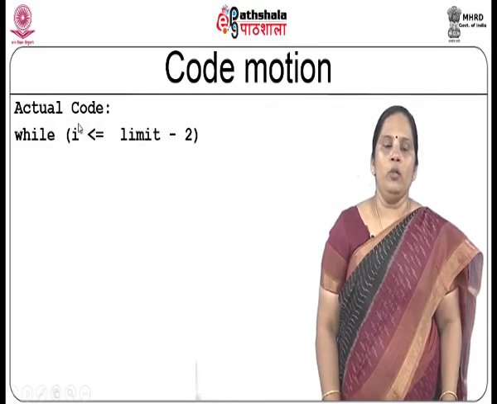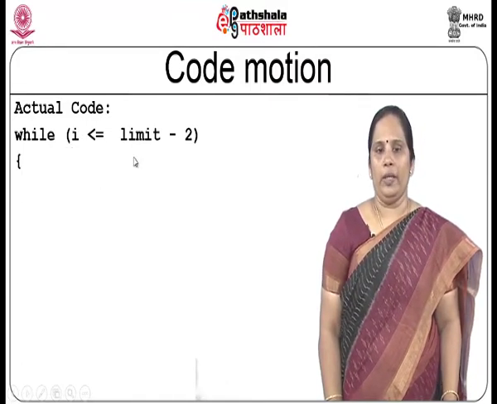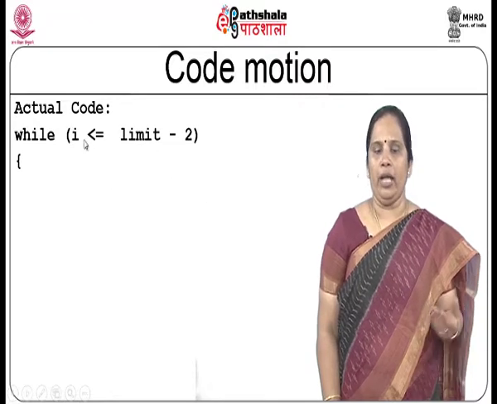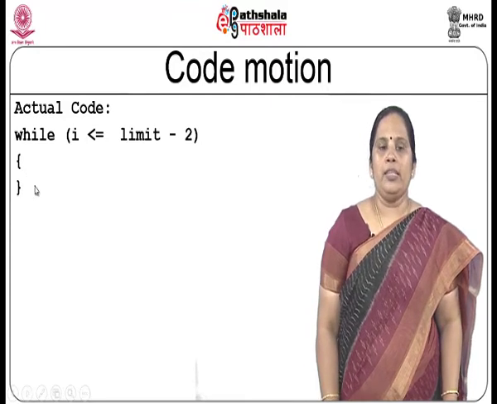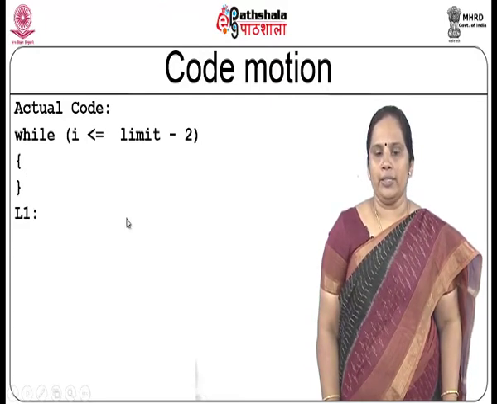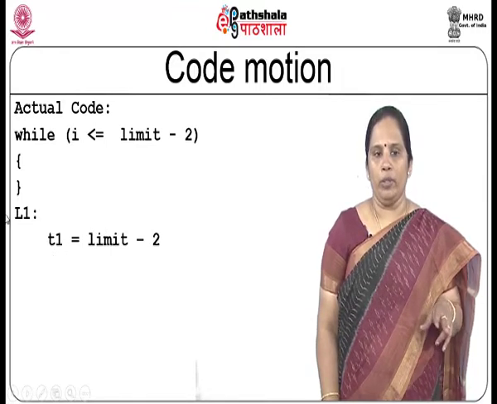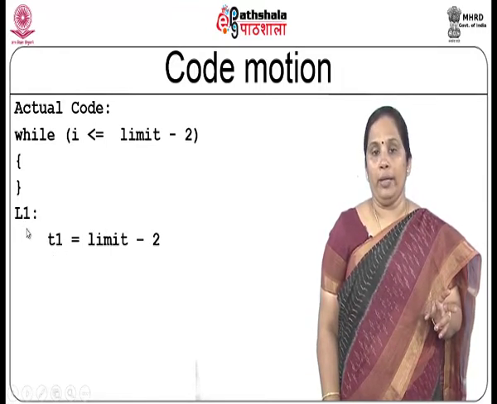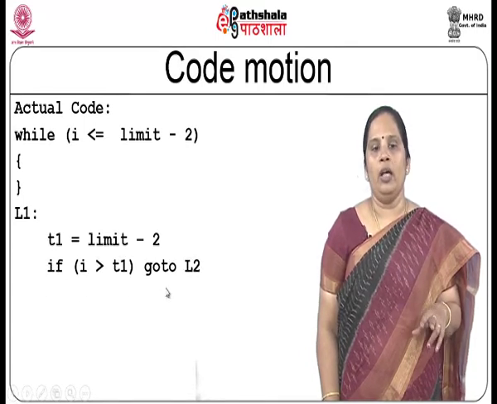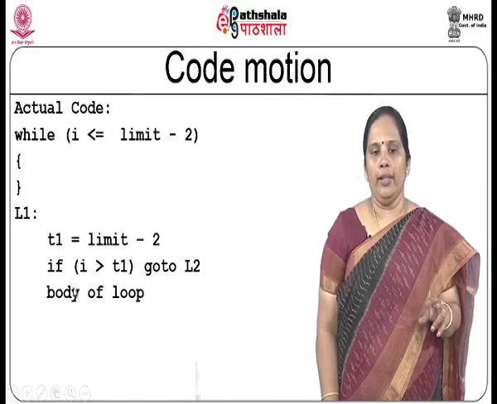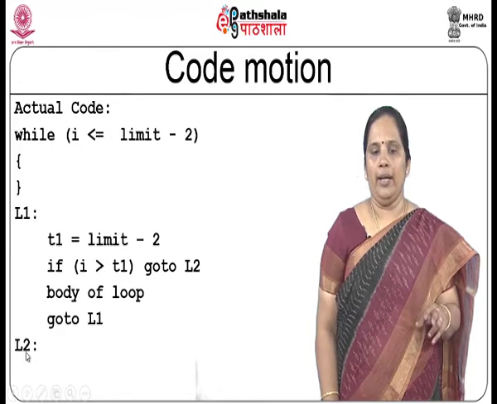For example, look at this piece of code. While I less than or equal to limit minus 2, where limit is a variable, I is a variable, I have my body of the while loop here. If this has to be converted to a 3 address representation, how will this look like? I will have L1 as a begin label, T1 is equal to limit minus 2. If I is greater than T1, go to L2, and then I have the body of the while loop here, and then I have a go to L1 here, and I will have L2 here.